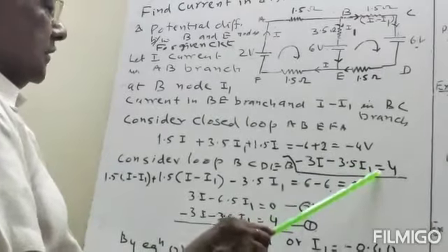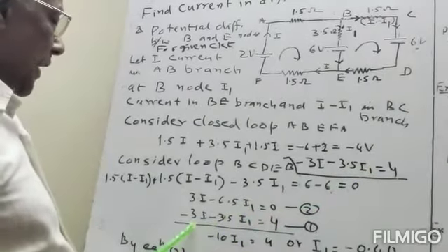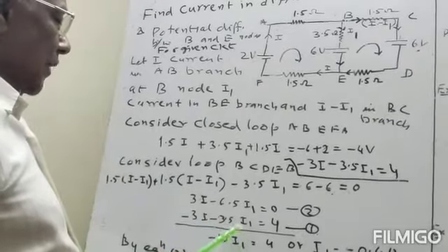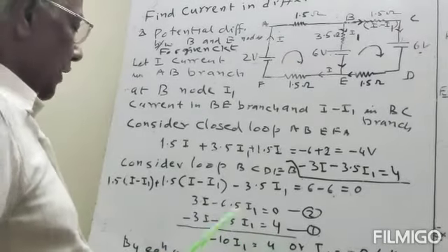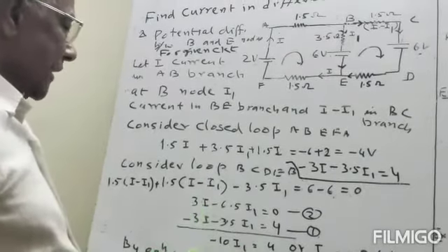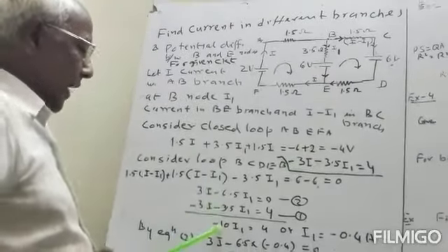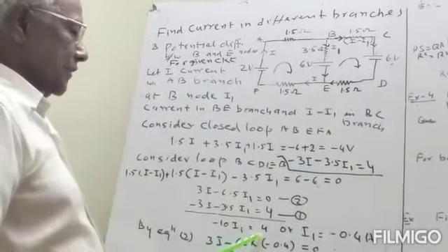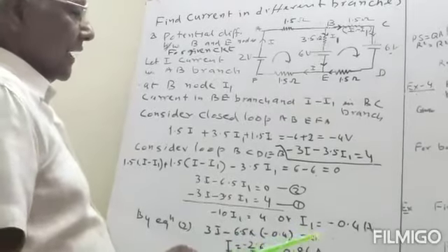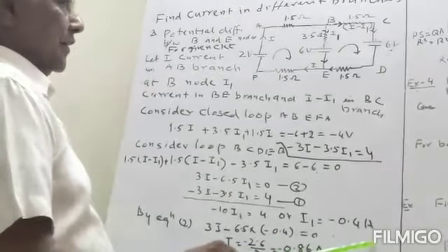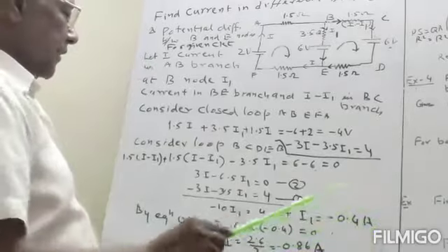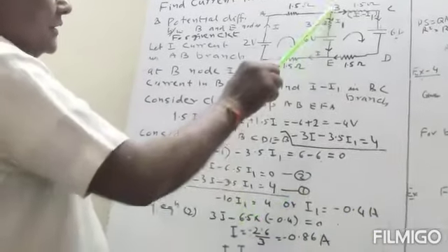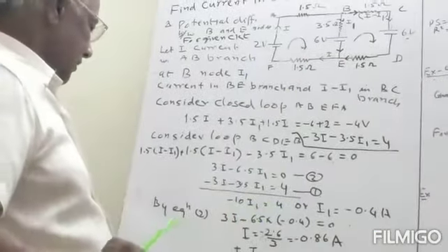We take this equation which was minus 3I minus 3.5 I1 is equal to 4. We add it. So 3I cancels and it will be equal to minus 10 I1 is equal to 4, or I1 current is equal to 0.4 ampere. So we have determined the current I1 which is in this branch.